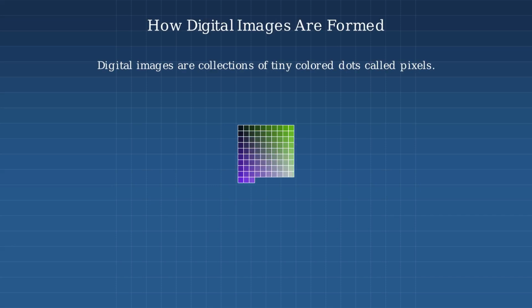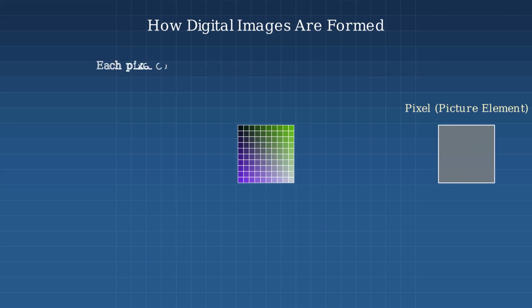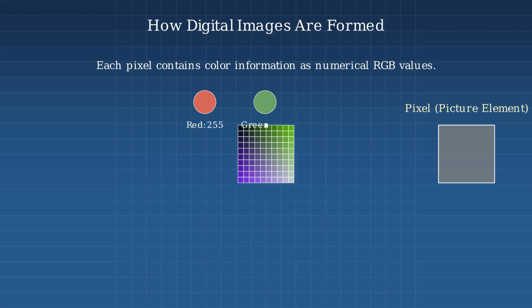Let's explore how digital images are formed. A pixel, or picture element, is the smallest unit of a digital image. Each pixel stores color information as numerical values representing different amounts of red, green, and blue light. When combined, these create the full range of colors we see.